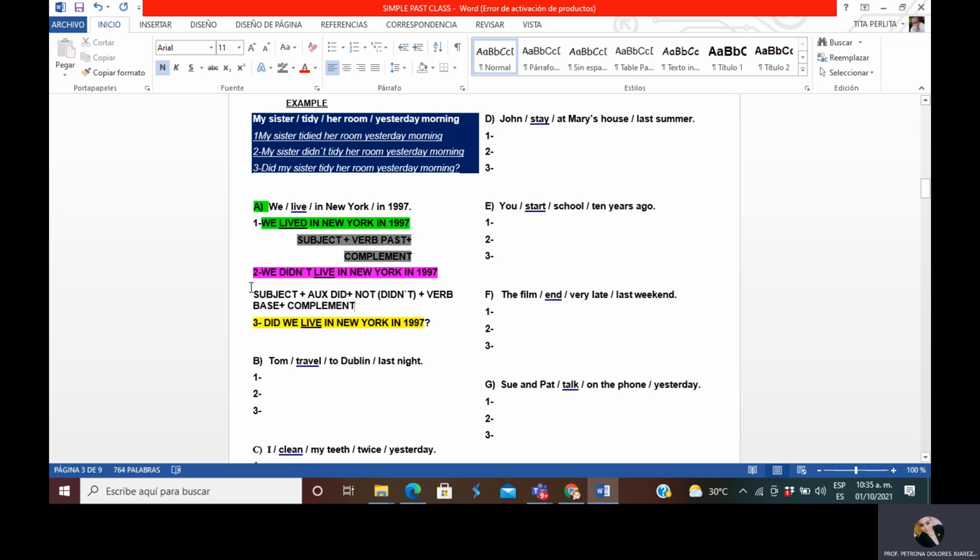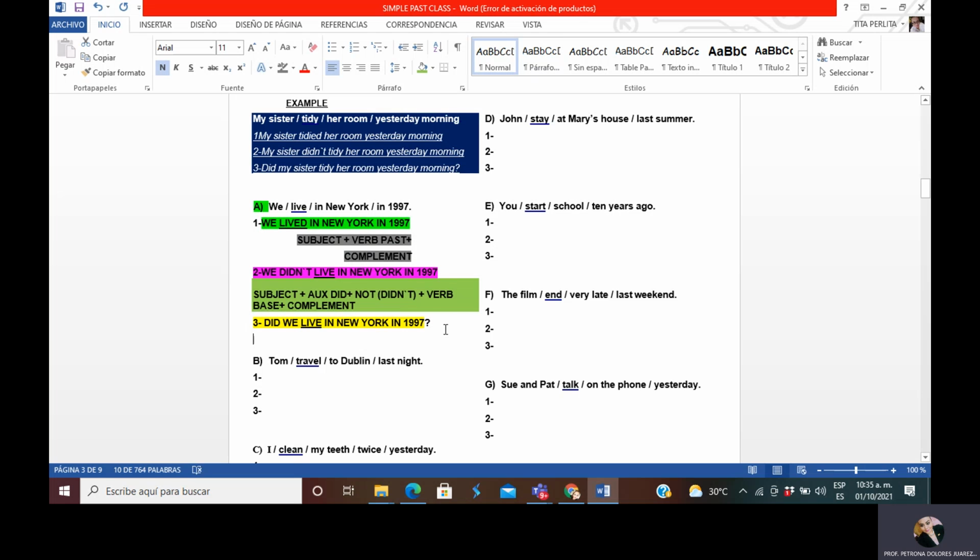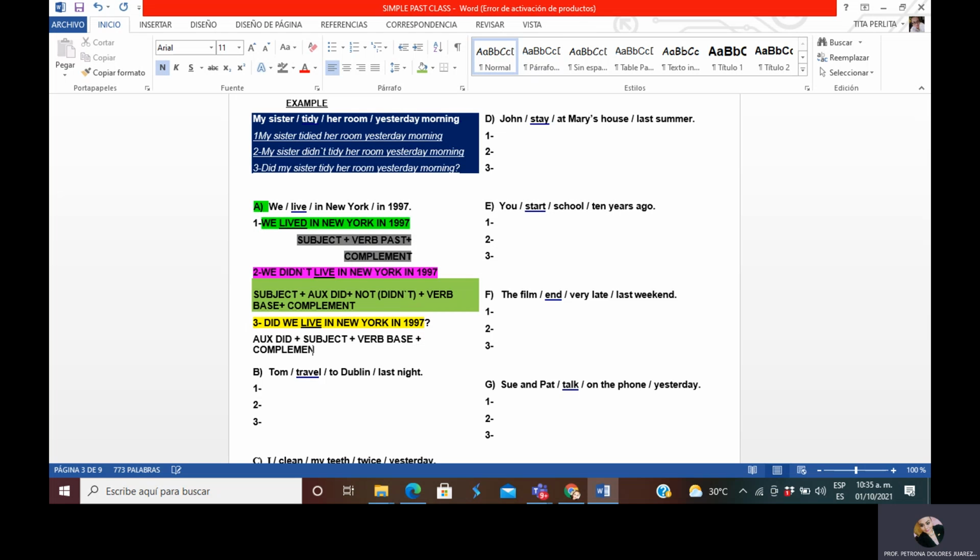Okay, that is the formula for the negative. Okay, then the formula for the interrogative is auxiliary did plus subject plus verb base plus complement, because I'm also using a structure with the auxiliary.